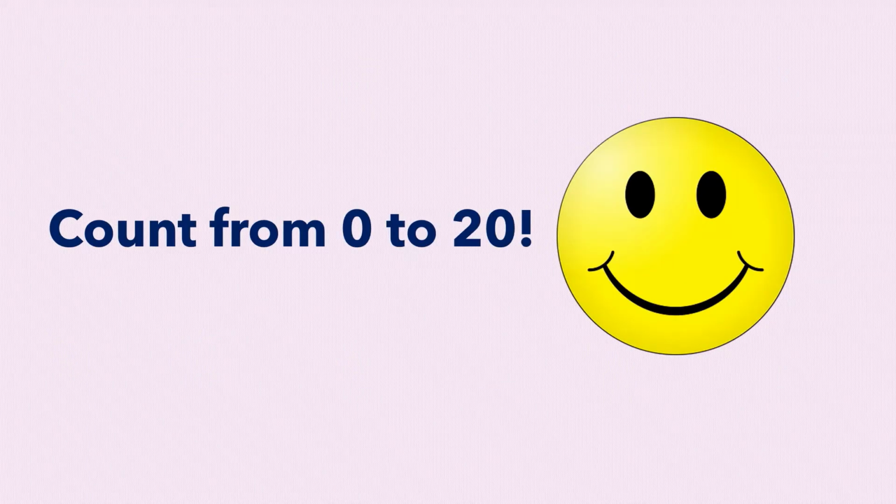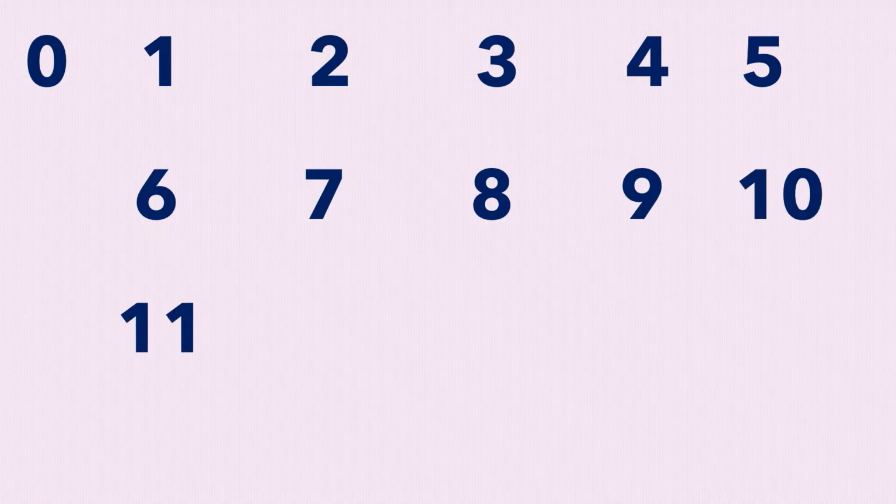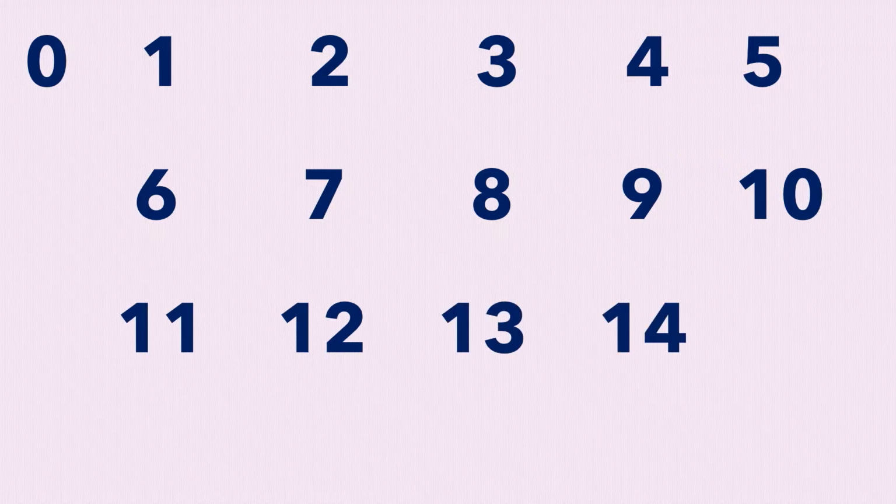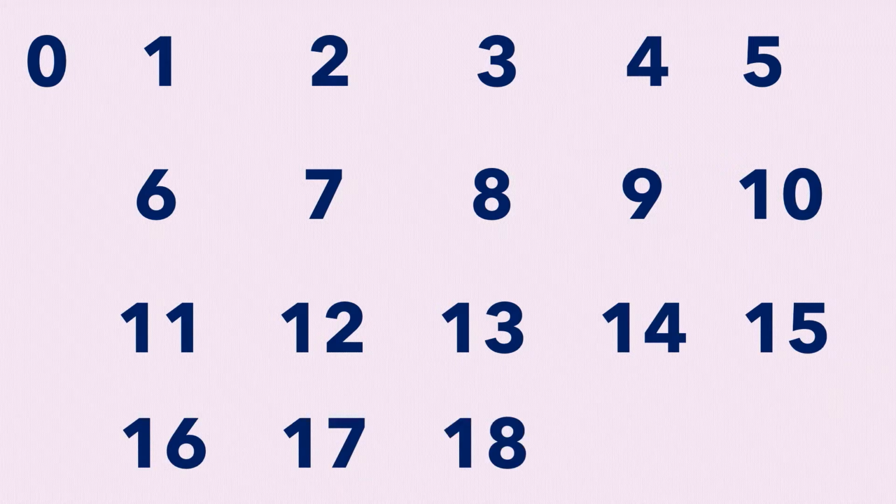Now we will count from 0 to 20. 0, 1, 2, 3, 4, 5, 6, 7, 8, 9, 10, 11, 12, 13, 14, 15, 16, 17, 18, 19, 20. Let's do it faster this time, clapping after we say the number.